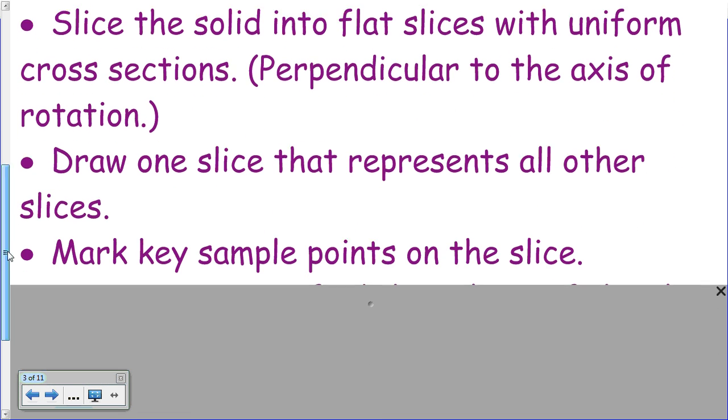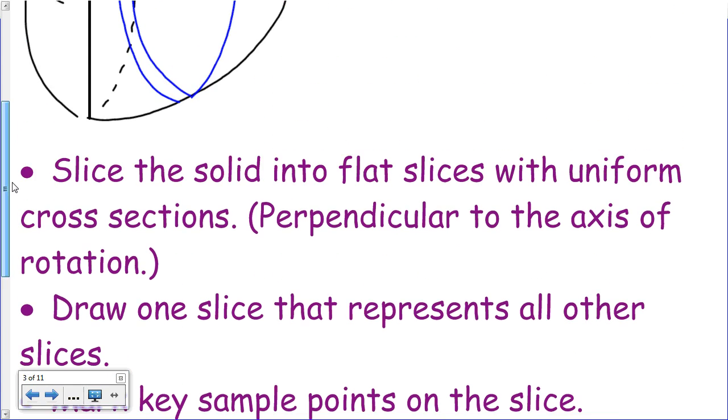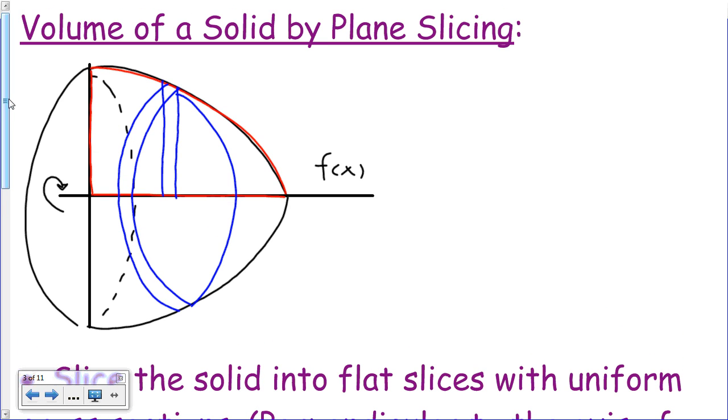All right, and the next step is to mark the key sample points on the slice. We saw this in the last section where we marked the bottom and the top, or the left and right of the strip that you had. We'll do that same thing here. I'm going to go ahead and name these 2 points here. We'll name this point right here, and this point right here we'll call (x, y₁), and we'll call this (x, y₂).